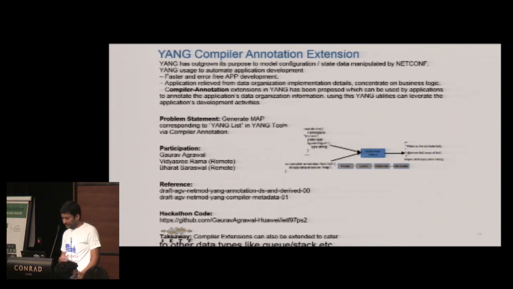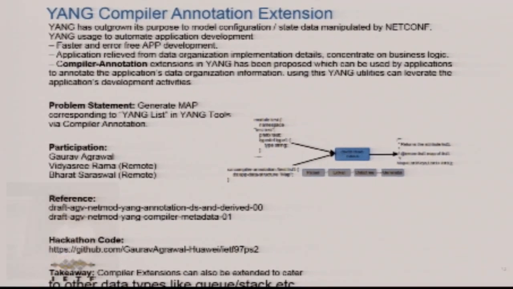The code is again available in the private Git, and one of the major takeaways from this is we can further extend the tool to generate some other data types like the queue, stack, and all in the future. So that's it from my side.